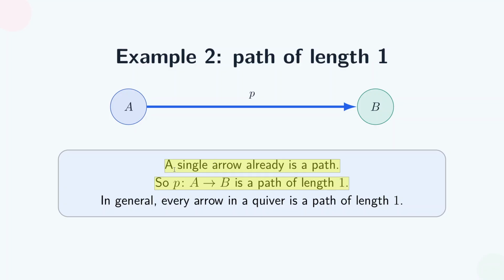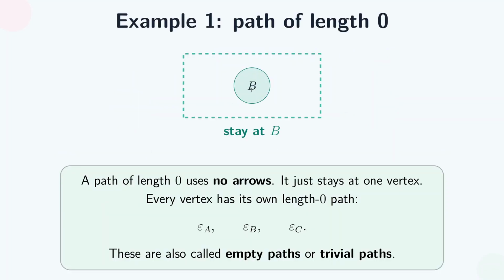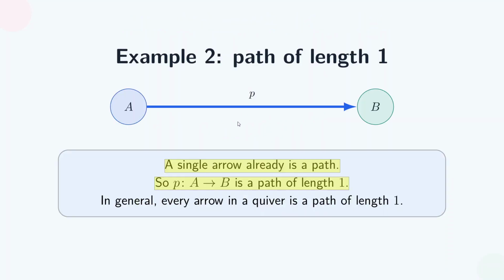So now we already have two very basic kinds of paths. First, staying at a vertex without moving gives a path of length 0. Second, following a single arrow gives a path of length 1. In fact, every arrow in any quiver is automatically a path of length 1. This gives us a very easy way to begin spotting paths. If you see an arrow, you already see a path.